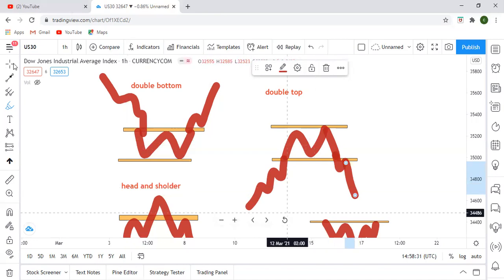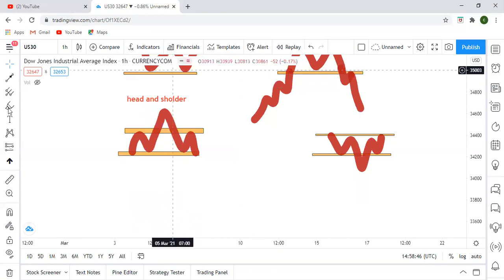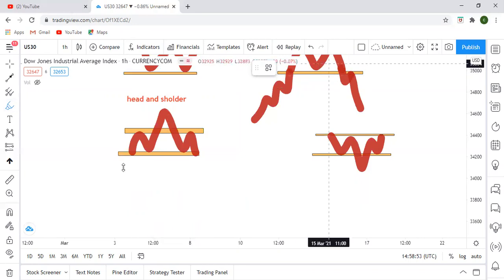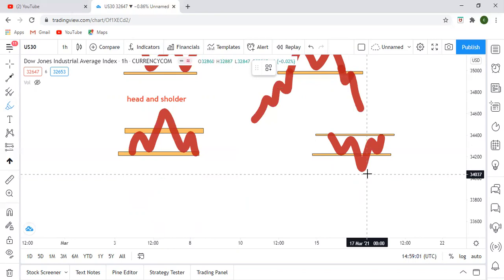So let's go to your head and shoulder, and after this head and shoulder, that's where I'm going to show you these types of reversal patterns in a live chart. Your head and shoulder happens on an uptrend, just like your double top. So this is a head and shoulder top, and then this is a down shoulder. This is your reversal shoulder.